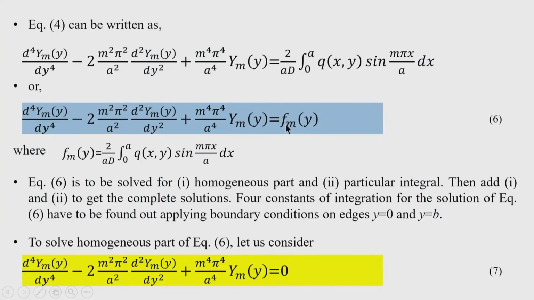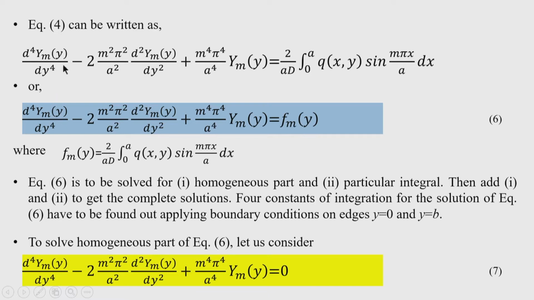So, here you can see that the right hand side now becomes a function of y, because the integration is carried out with respect to x. Clear? So, integration is carried out with respect to x, and it is a definite integral. So, the x variable will be replaced by the constant term, which is a, the limit of the integration. Therefore, there will be no x variable in the integration result.